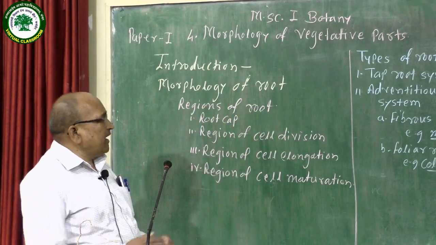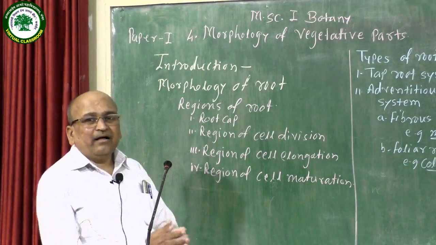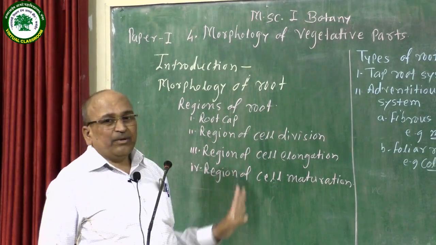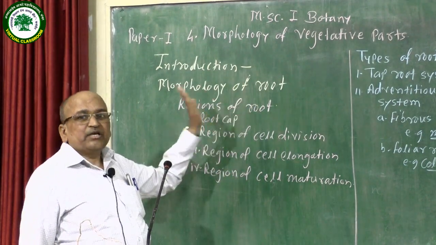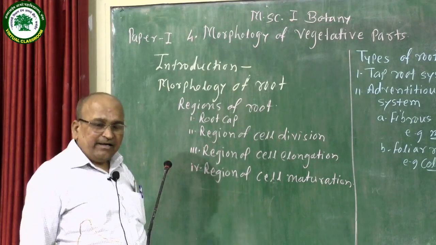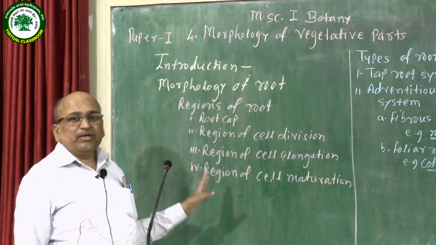These vegetative parts include habit of the plant body, and later on root, stem and the leaves. Habit means it is also the form of the plant body.